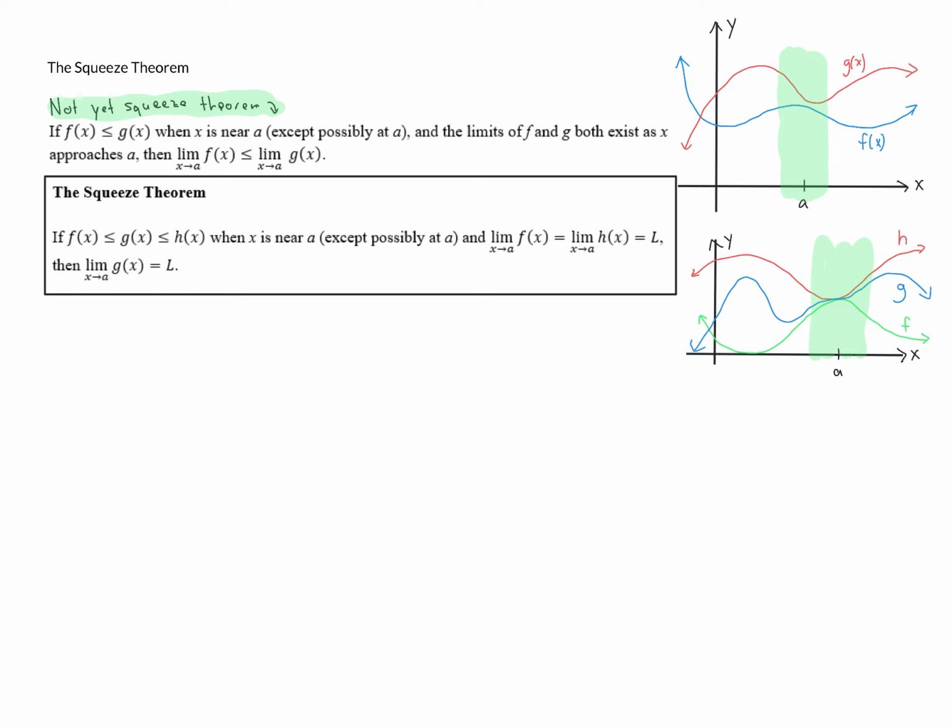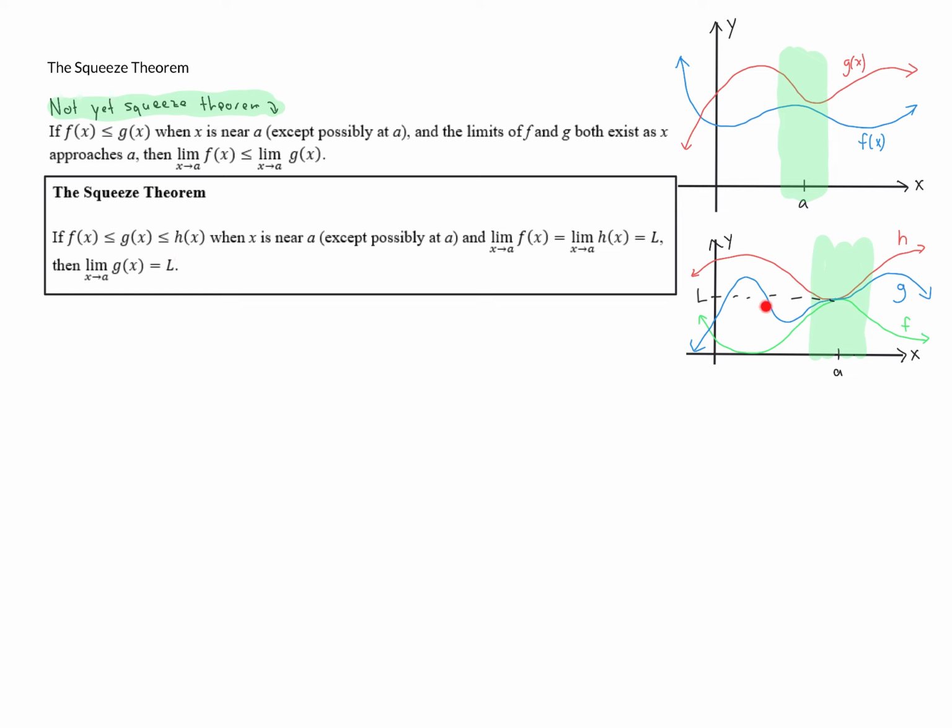And so long as g is between f and h in a neighborhood of a, and the limit as x approaches a is the same for f of x and h of x, that means they kind of need to come together so that they have the same limit. They're both approaching the same value, which is actually L, right? That is the value of this limit. What that means is that the limit of g of x, which is in between those as x approaches a, also has to equal L.